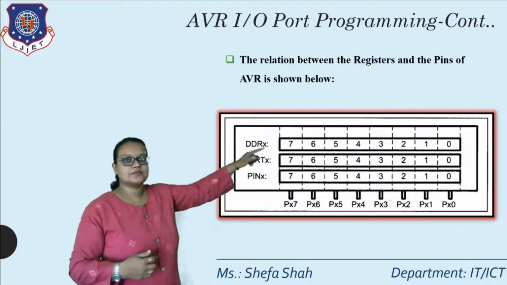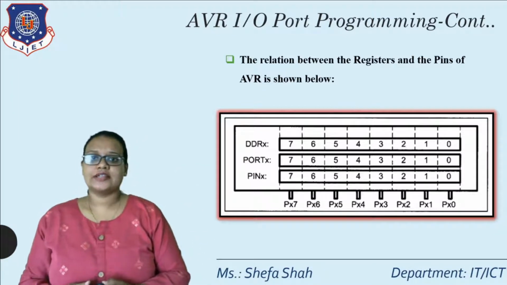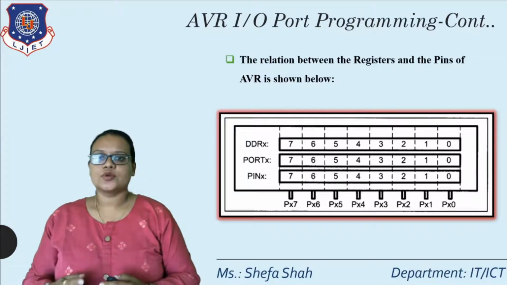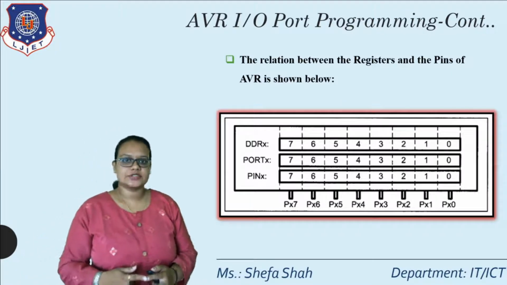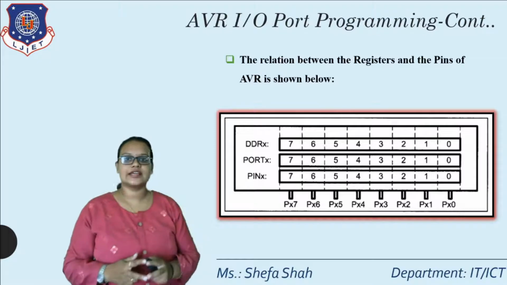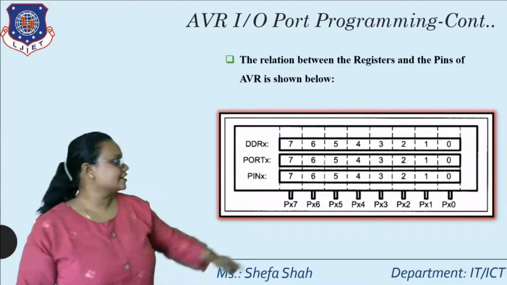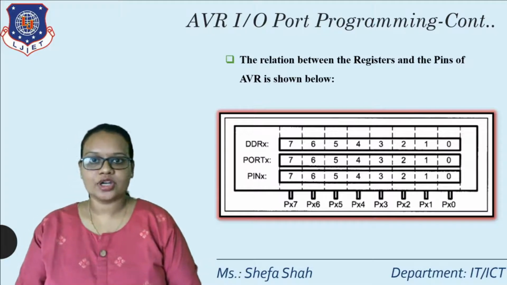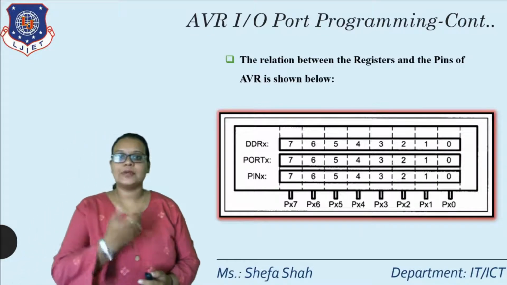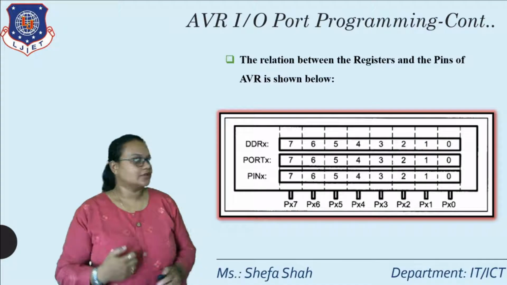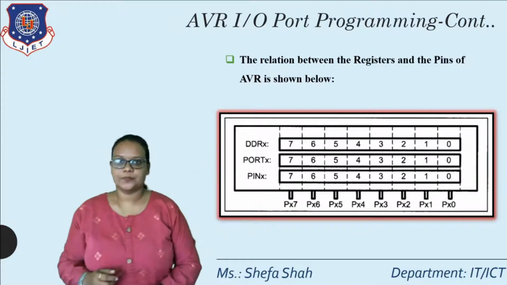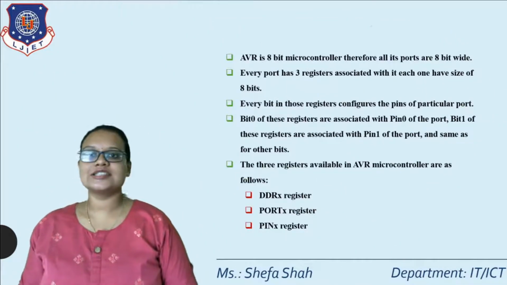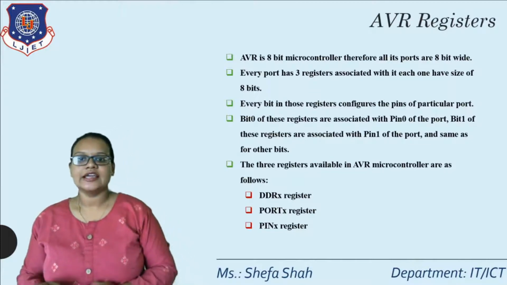Then on the next line you are seeing the figure, that is port X, right? So port X is also an 8-bit register and it is also working as an output port. And last, that is pin X, which is also an 8-bit register, and for the respective port number, it is working as PX0 to PX7. So this is shown in this figure. Clear? Now we will see each and every register in detail.